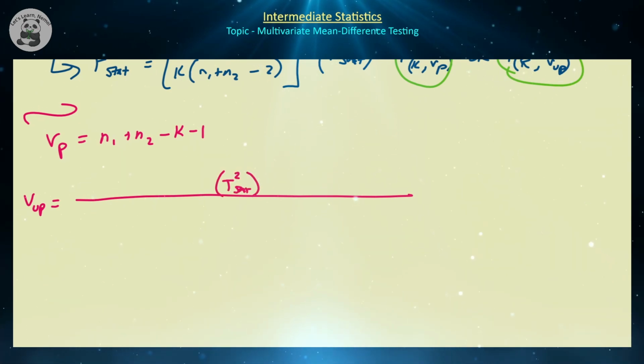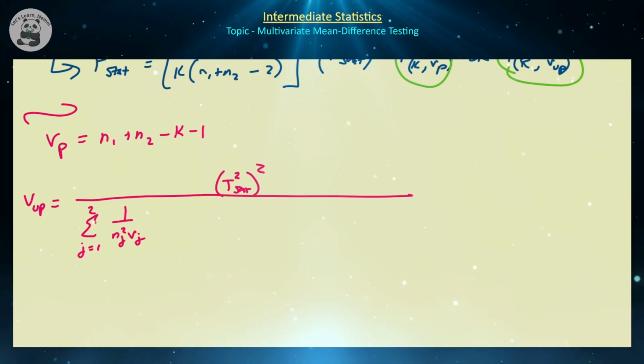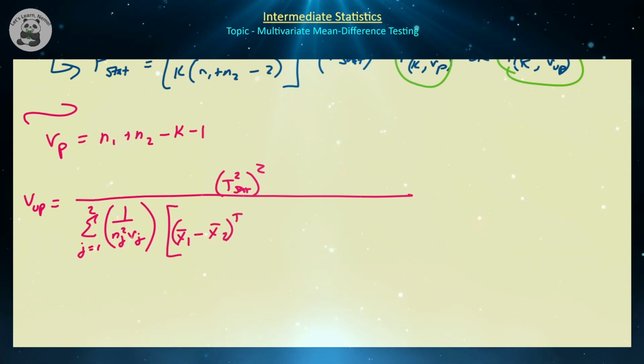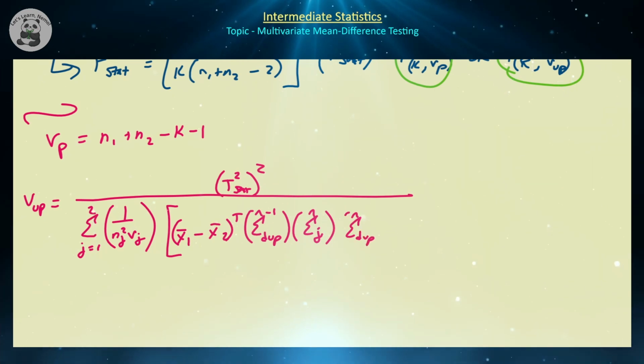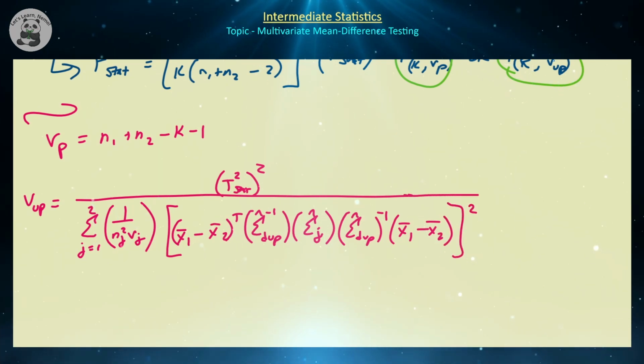On top is going to be equal to your t-squared test statistic for your unpooled to the power of 2. And on the bottom, we're going to have the sum from j equals 1 to 2, because we have two populations, of 1 over nj squared times our degrees of freedom, same as before for our univariate case, times (x bar 1 minus x bar 2) transpose, and then the inverse of your unpooled covariance matrix for the differences times the covariance matrix for the population under interest, because we're summing up two things, 1 and 2. Then we have the covariance matrix for the difference, unpooled, inverted, and then x bar 1 minus x bar 2, close bracket, squared, right?